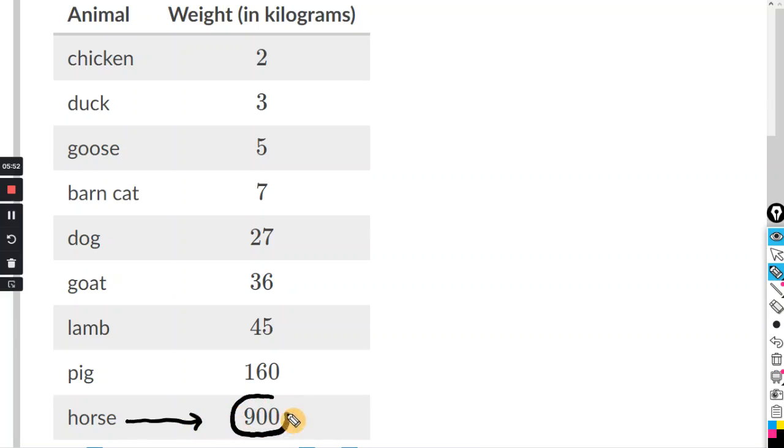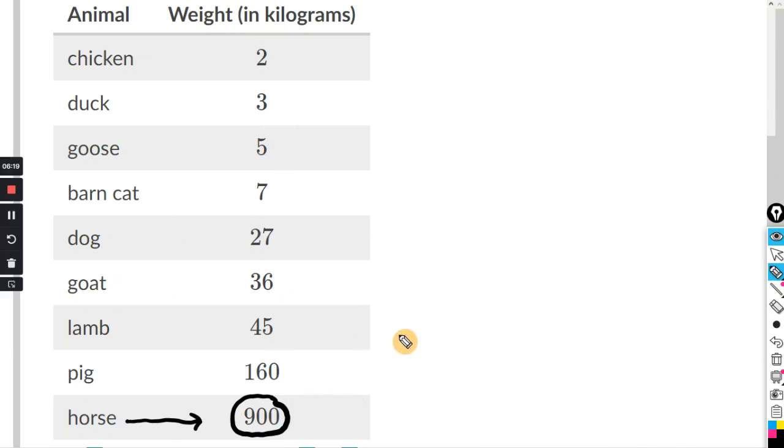And you can see that the horse weighs much more than the other animals. Now, we said at the beginning in the notes, when you add or remove a high or low point, and you can clearly see this is a high point, it's much higher than the other numbers. When you add a high point, the mean changes more than the median.